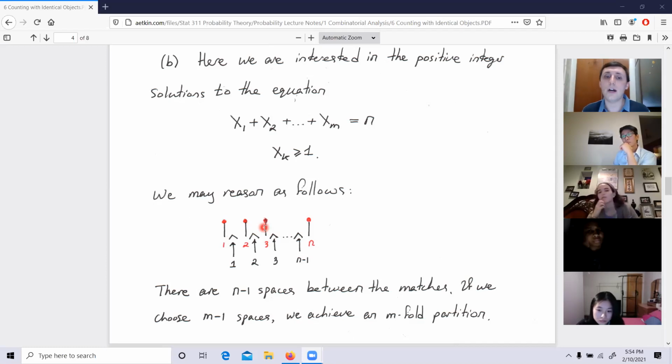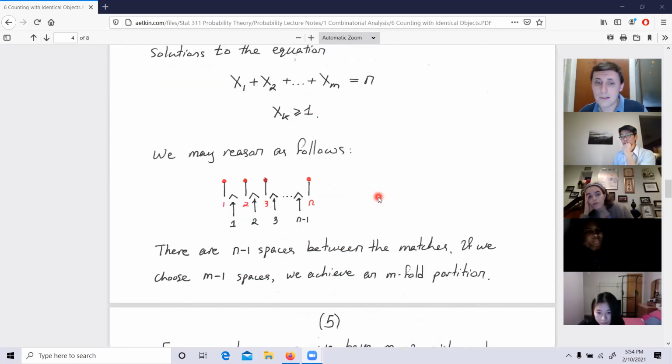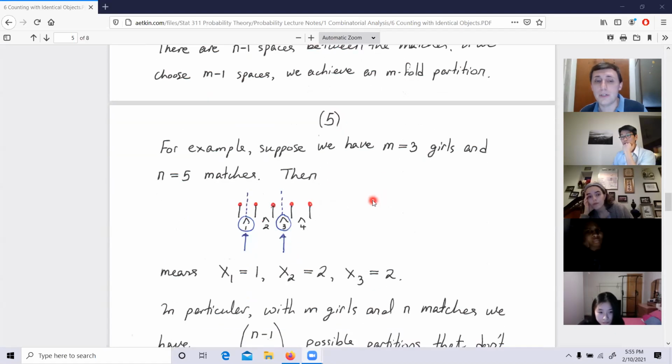So I need to select exactly M minus 1 partitions from the N minus 1 spaces, because one partition divides the matches to 2 girls, 2 partitions divide them to 3 girls, 4 partitions to 5 girls, and so on, right? So we need M minus 1 spaces to be selected from among the N minus 1 spaces. Do you see that, guys? I'm no longer allowed spaces before or spaces after.